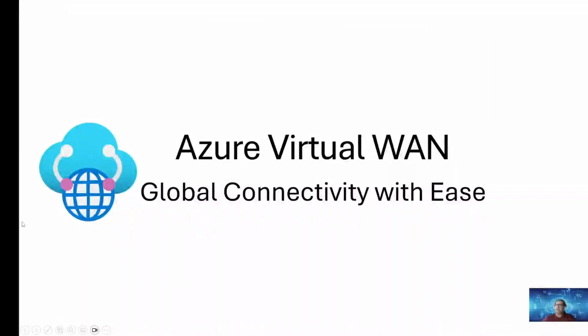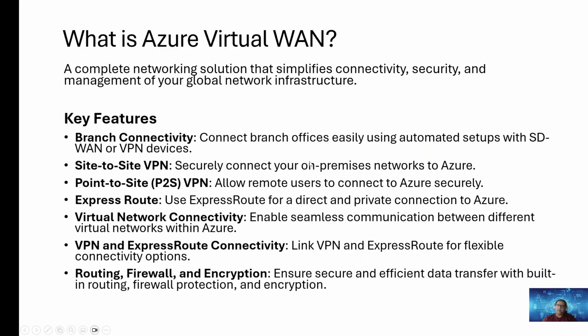I'm Vadi, and in today's video, we will learn about Azure Virtual WAN, a powerful advanced networking service designed to connect your global infrastructure securely and with ease. So, let's get started. Let's understand the core concepts and architecture of Azure Virtual WAN. This solution simplifies the connectivity, security, and management of your global network infrastructure. By implementing Azure Virtual WAN, companies can adopt a cloud-centric modern enterprise global network.